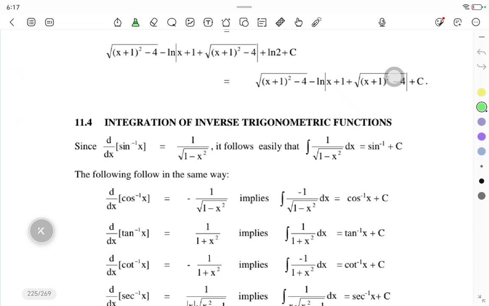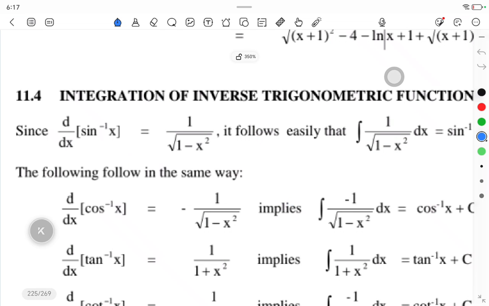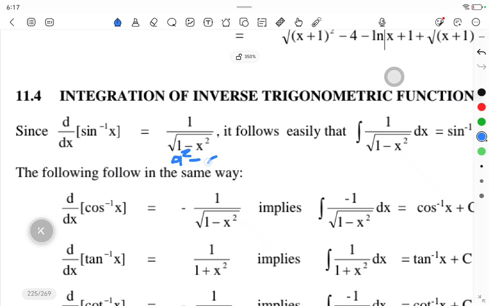The integration of inverse trig functions. What we were saying last time is that when we have a squared minus x squared, this is going to be arcsine of x over a. Remember, a will sometimes change, it won't always be 1. That's why here we got arcsine x, because we know already that this should be x over 1. Then we get this solution.